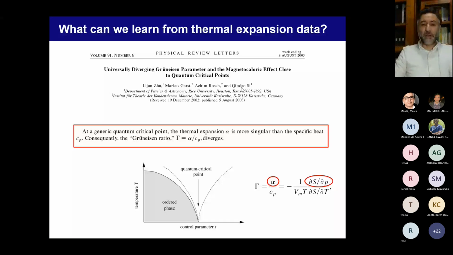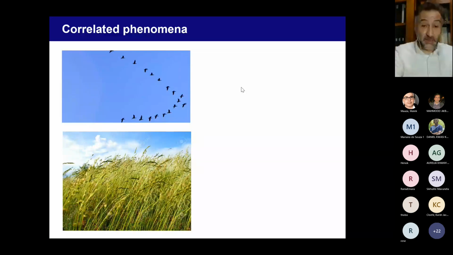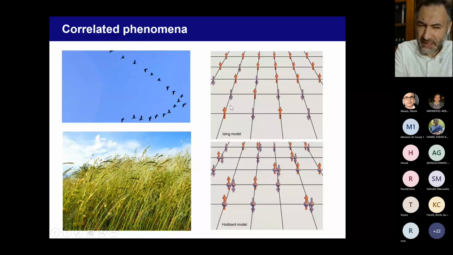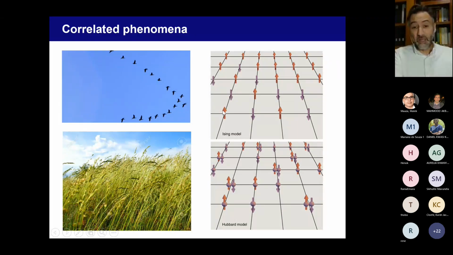Now let me give you a flavor about correlated phenomena. You have correlated phenomena in nature when you see birds flying in specific formation, as indicated in this figure. You can also have critical phenomena under the action of the wind in the fields. This is related to the Ising model, where you have a single site occupation, spin either up or down, with nearest neighbor magnetic interaction. Okay, it's a very simple model. I will introduce a bit more about it in the next slides.